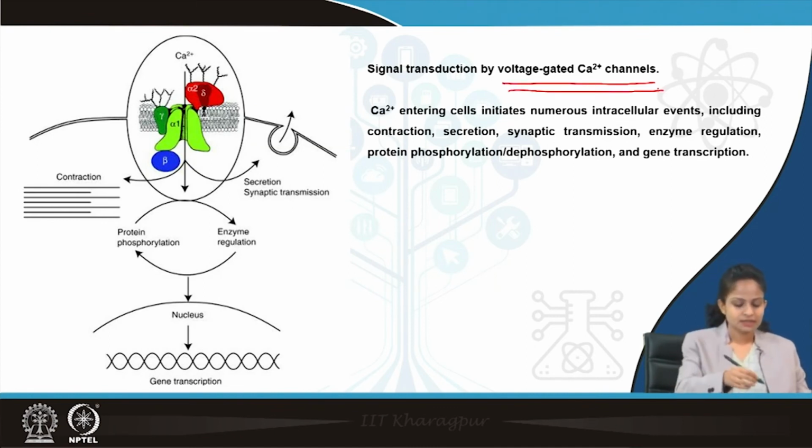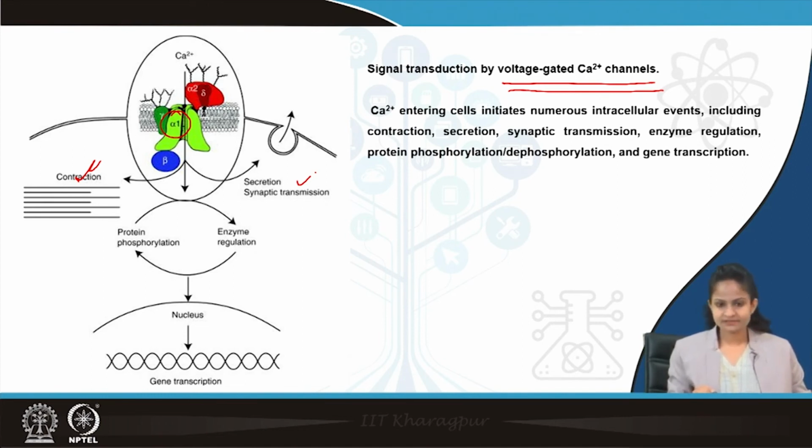So this is mainly the signal transduction which is done by the voltage gated calcium channels. We can see this alpha subunit is mainly responsible for the signal transduction, and they mainly perform contraction, secretions of synaptic transmissions, that is secretion of the neurotransmitter, phosphorylation of proteins, various intracellular activities, enzyme regulations and gene transcriptions.